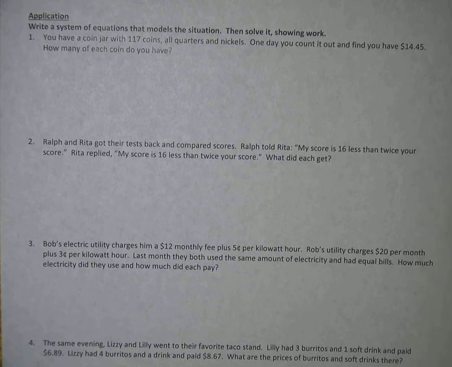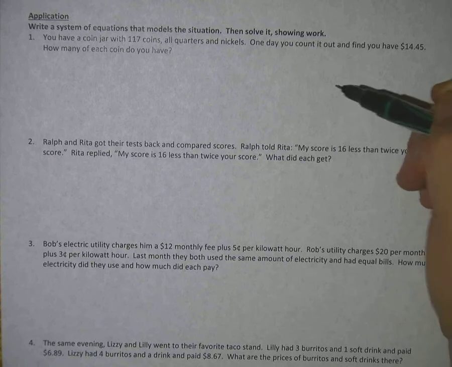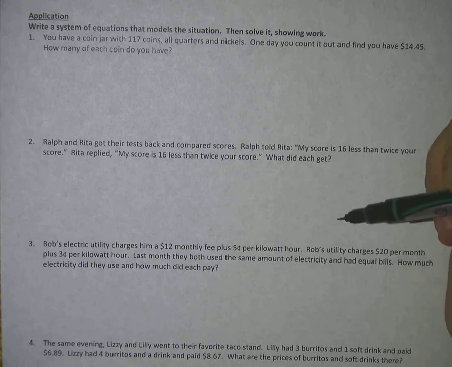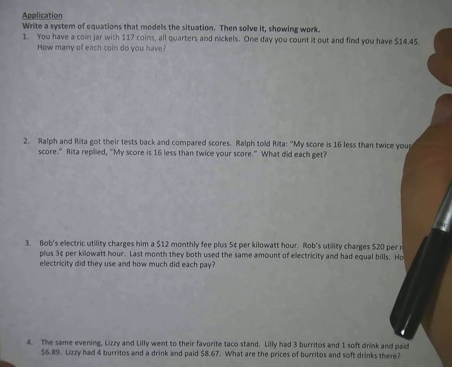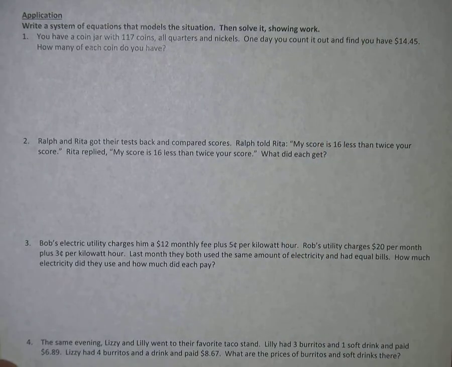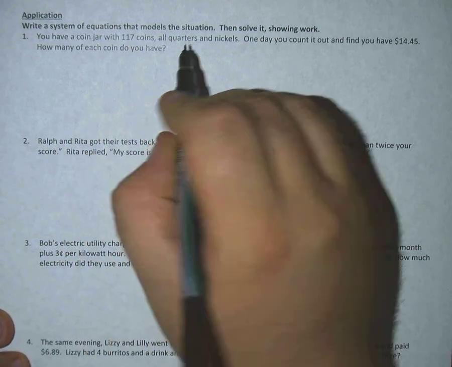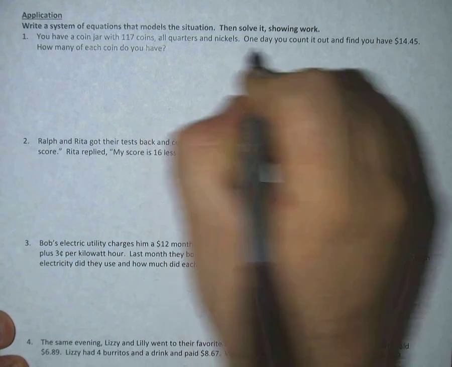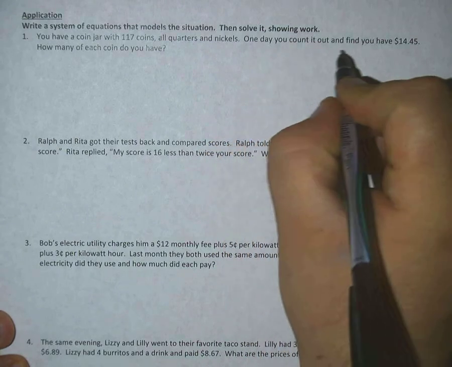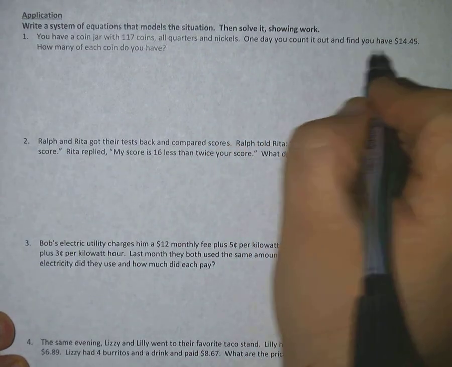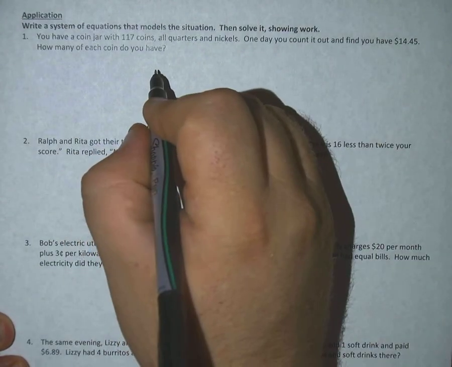So what you're going to be doing here is writing a system of equations that models the situation that's given, and then solve it by showing your work. I'll go ahead and set up the first one for you and maybe talk through some of the other ones. Okay, but I'm just going to set this one up. So you have a coin jar with 117 coins, all nickels or all quarters and nickels. One day you count it and you find that you have $14.45. How many of each coin do you have?